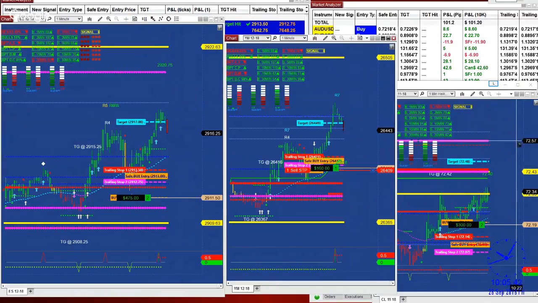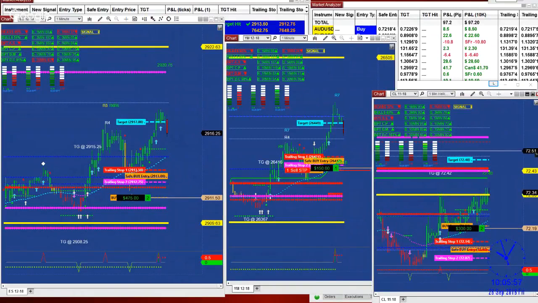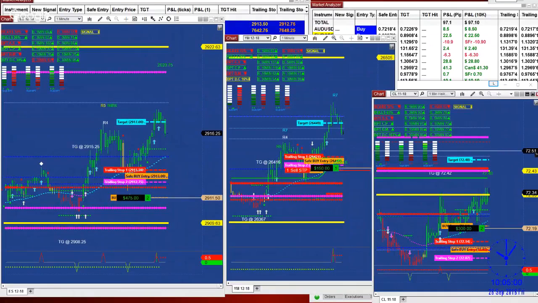Because if this ES is going all the way up here, I don't want to miss that trade. And the CL, it's going to come to the 7240, and then your best chance is to exit at 7240. That's all we have for now, and then we will start looking for the new signals.